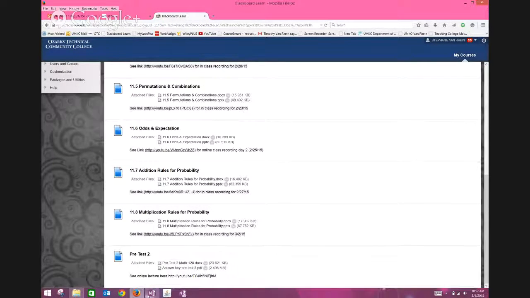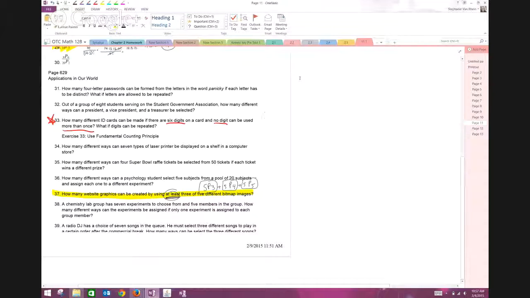So I had a couple students email me some questions. One student emailed me a question from chapter 11.1, and we talked about this one in class. I'm just going to go over it again. How many different ID cards can be made if there are 6 digits on a card? No digits can be used more than once. So if that was part A, this is the definition of a permutation. So I have 10 digits, and I want to find the permutation of picking 6 of them.